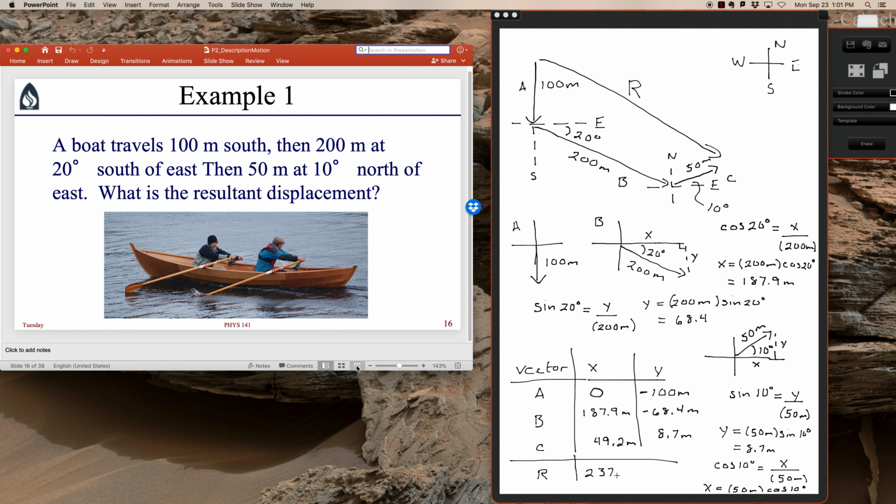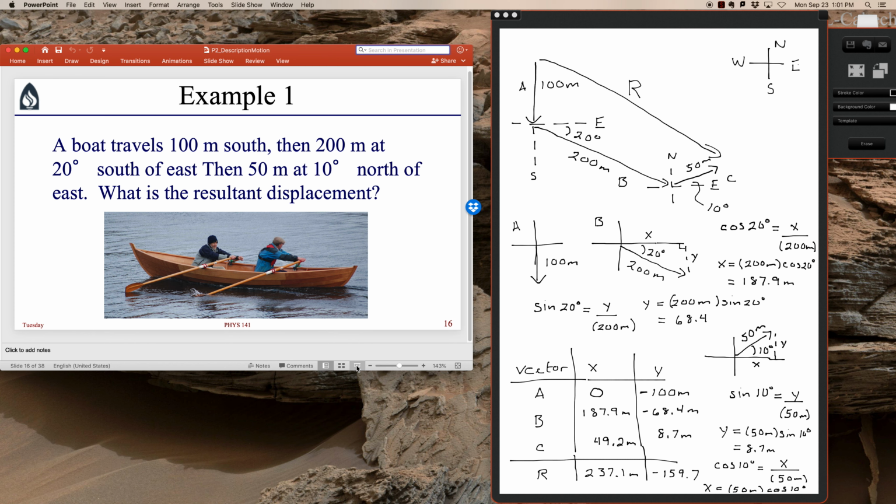237.1 meters. And likewise, I want to add together all of the y components, which will give me a negative 159.7. So now I have the sum of the x components and the sum of the y components, giving me the x and y components of my resultant vector.